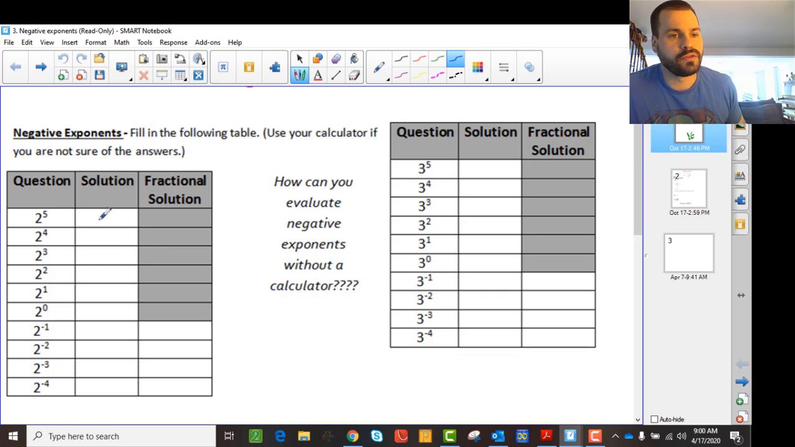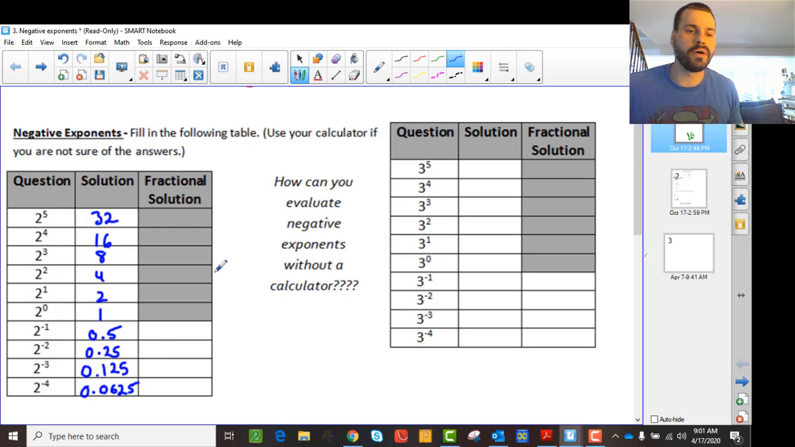So what we want to look at is, first of all, what's 2 to the 5th? We know that that's 32. 2 to the 4th is 16. 2 cubed is 8. 2 squared is 4. 2 to the 1 is 2. And 2 to the 0 is 1. All right, 2 to the minus 1 is 0.5 if you do it on your calculator. 2 to the minus 2 is 0.25. Then it's 0.125. And then it's 0.0625.